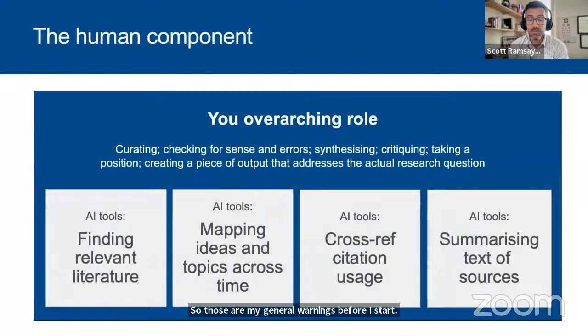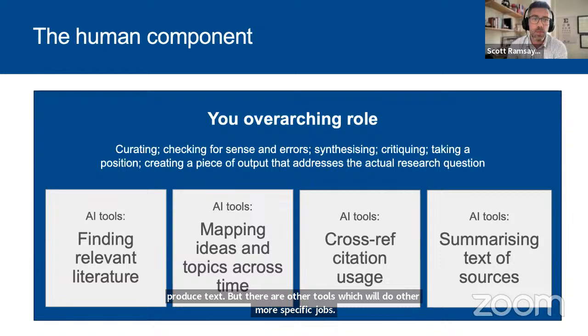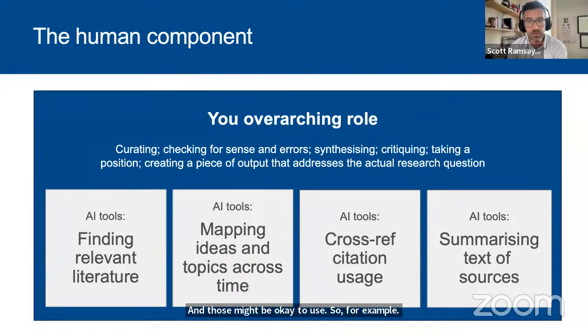Your role here is to make sure that you can demonstrate to the university that you're worth a master's degree. Right. So if we look at these 4 white boxes in the center first, in the smallest central level here, there are artificial intelligence tools which will help you do things that are more than just producing text. I think we're all familiar with something like ChatGPT, which is a large language model to produce text. But there are other tools which will do other more specific jobs, and those might be okay to use. So, for example, there are tools that will help find relevant literature.